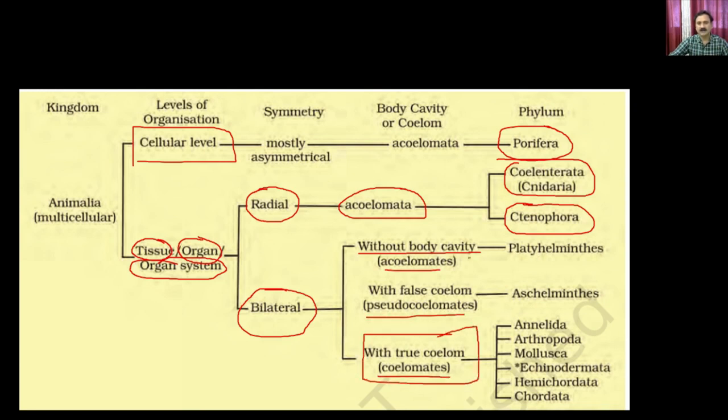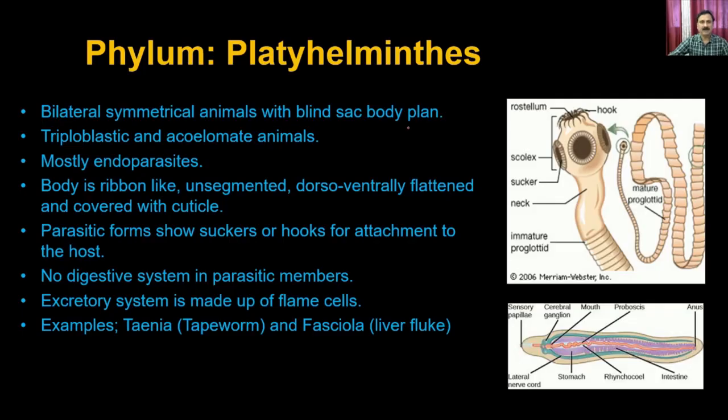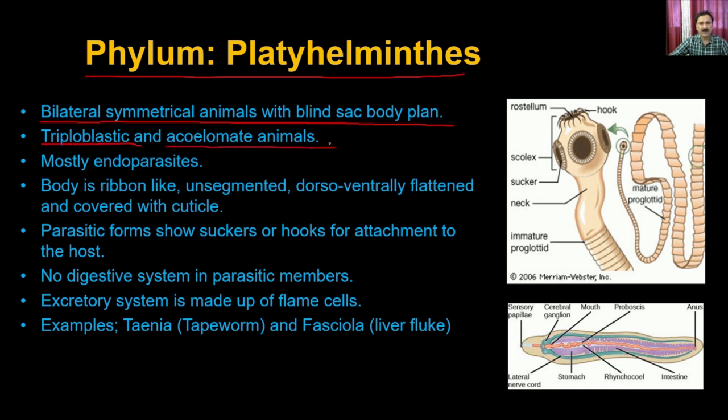So let's start discussing the organism which does not contain a body cavity, and the phylum to which it belongs is called Platyhelminthes. The phylum Platyhelminthes has bilateral symmetry, a blind sac body plan. It is triploblastic and acoelomate.